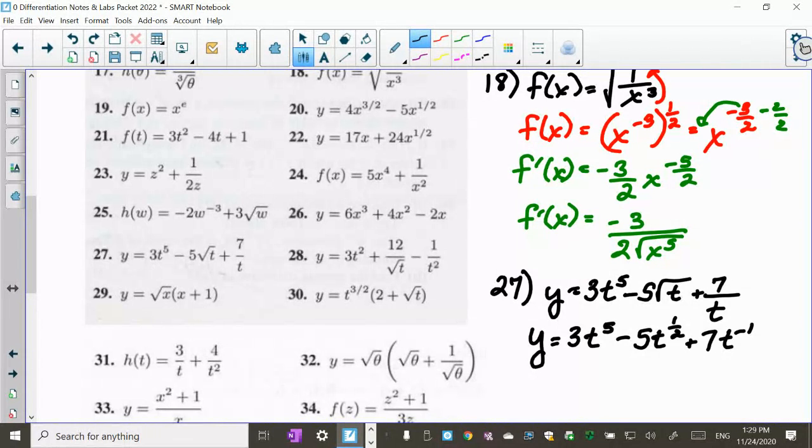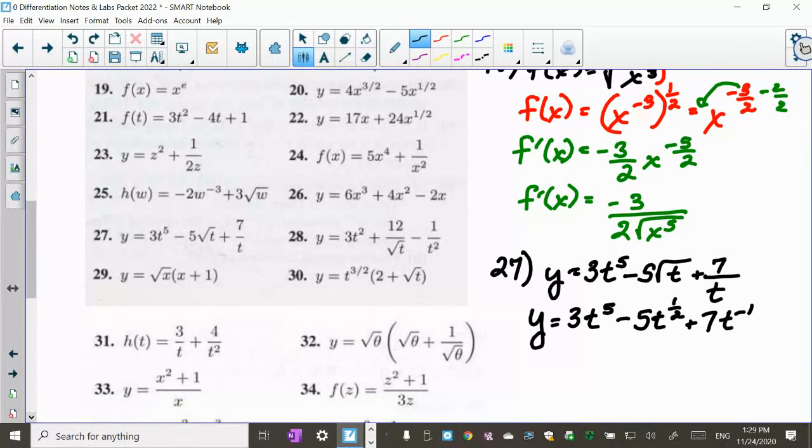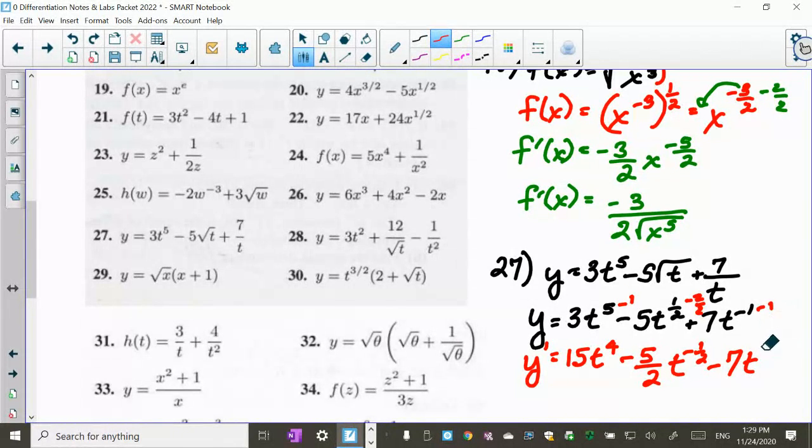Now I can actually go through and do the derivative. So right here, I'm going to now do y prime. Notice I haven't done y prime yet. So I'm going to do 15t to the 4th. Then I've got minus 5 over 2, because a half times the minus 5. Then I'm going to subtract 1, minus 2 over 2. So that's going to be t to the negative 1/2, minus 7t, subtract 1, to the negative 2.